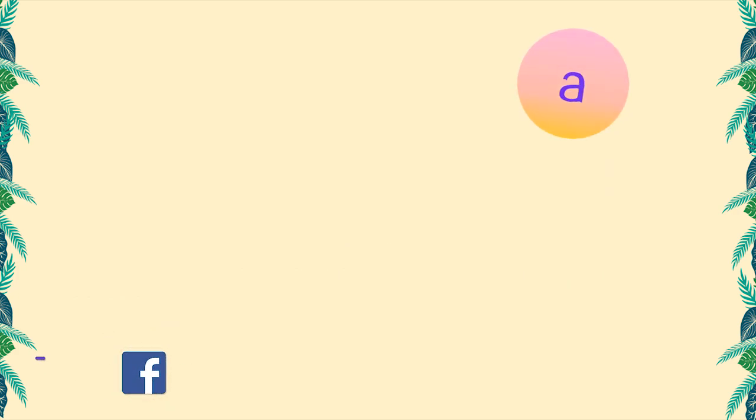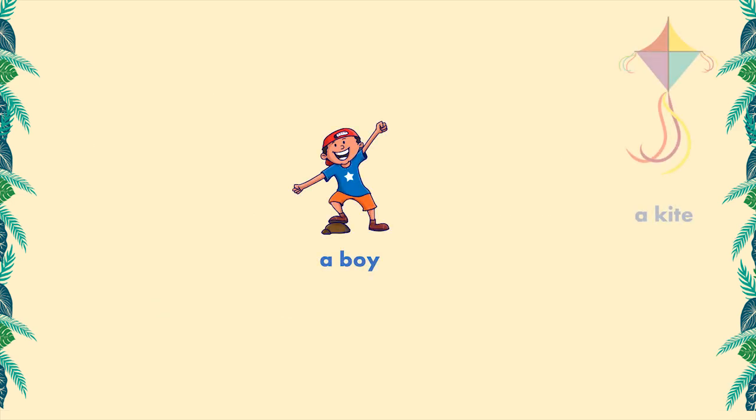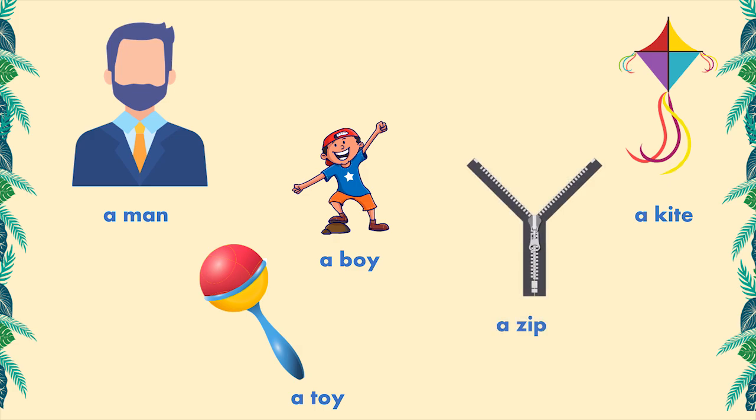Now let's see how we use the article a. This article is used before words that begin with a consonant. These are the consonants. Let's look at some examples. A boy, a kite, a man, a toy, a zip. What we notice about all these words is that they have started with a consonant. So, for words that start with a consonant, we use the article a.